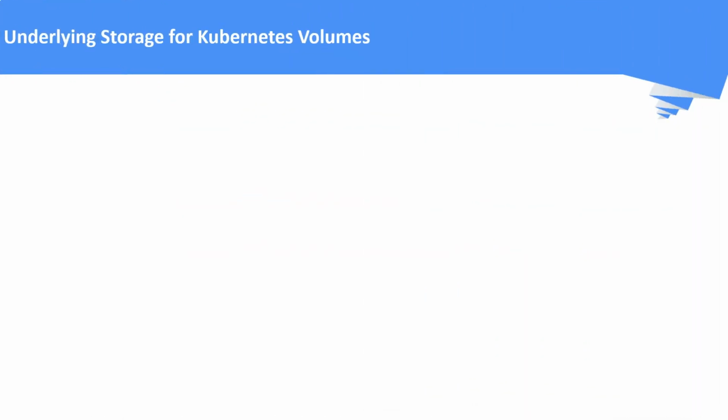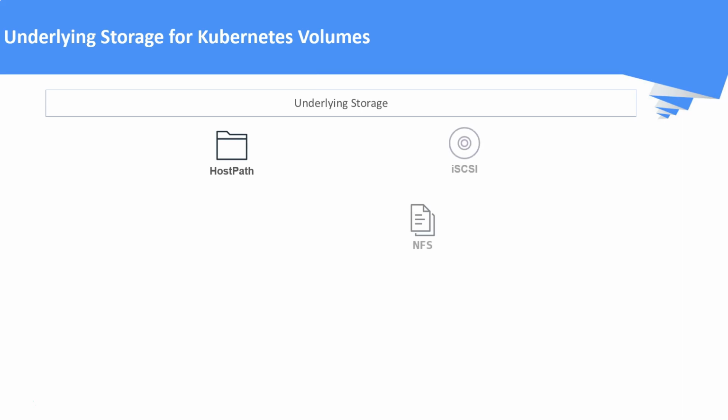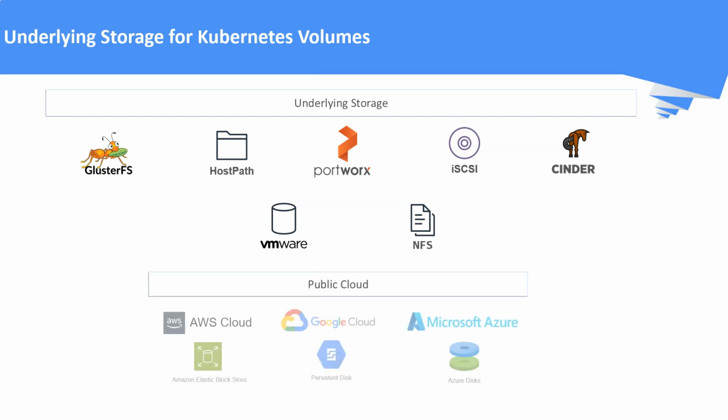Underlying storage. The underlying storage for the volumes can be provisioned in many ways. It can be provisioned in the local worker node using the hostPath volume type, or it can be provisioned using native file system technologies like iSCSI, NFS, etc. Storage can be provisioned using third-party storage vendors like GlusterFS, Portworx, Cinder, VMware, and so on. On the other hand, we can also provision storage for the Kubernetes volumes from public cloud vendors like AWS, Google Cloud, Azure, etc.